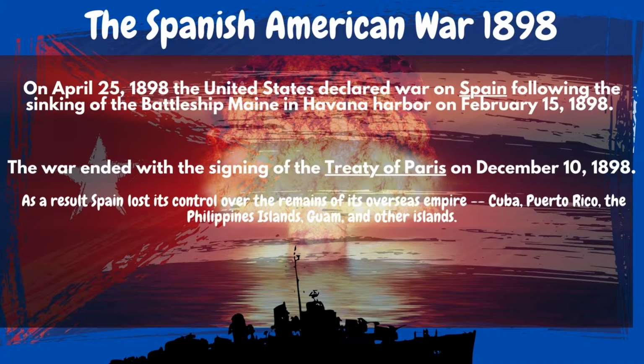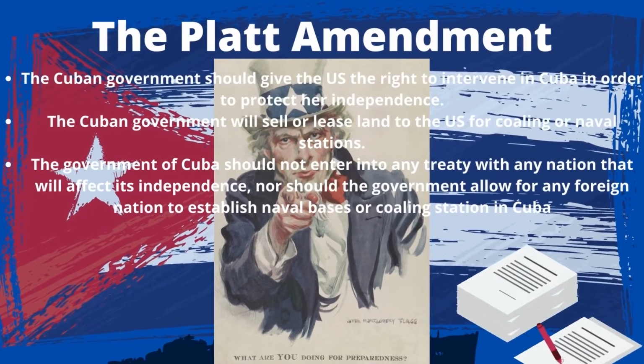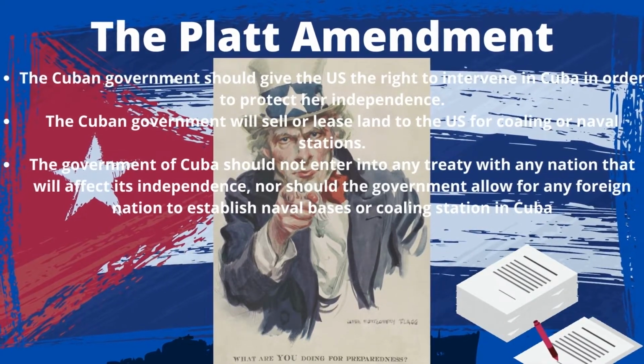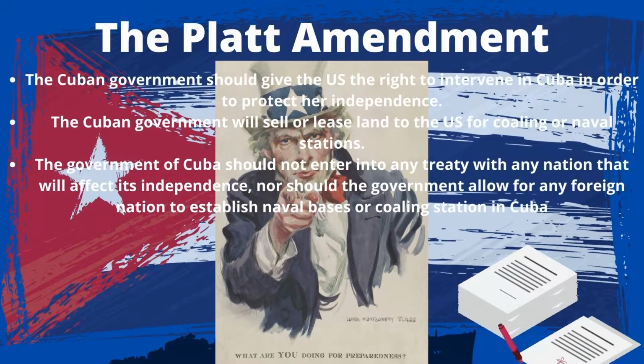This war was short-lived. The United States won. The war ended with the signing of the Treaty of Paris. The Treaty of Paris was signed on December 10, 1898. As a result, Spain lost its control of the remainder of its overseas empires, which included Cuba, Puerto Rico, the Philippine Islands, Guam, and other islands around the world.